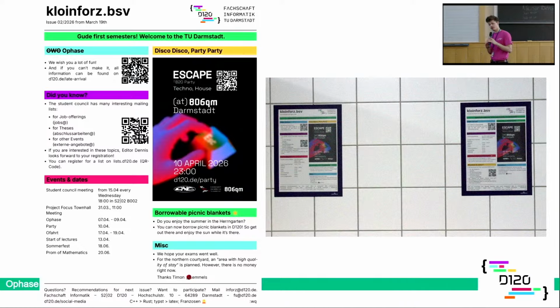Another project from the student body that I really like is the Klonforts. You might have seen it in the toilets. That's just a newsletter in the toilets because there you are sitting or standing, having time, and can read stuff, where we try to publish interesting information.